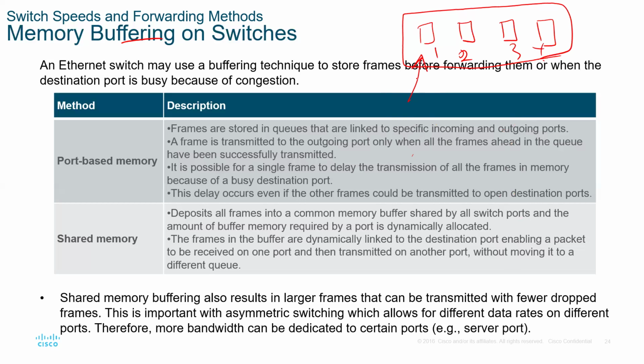However, it comes with the disadvantages. Since frames are transmitted in the order that they are received, if one of the destination ports is busy, then apana information no send to that port, even if other ports are available. Let me try to make it more clear. It is possible for a single frame to delay the transmission of all the frames in the memory because of a busy destination port. So with port-based memory, it has this disadvantage.